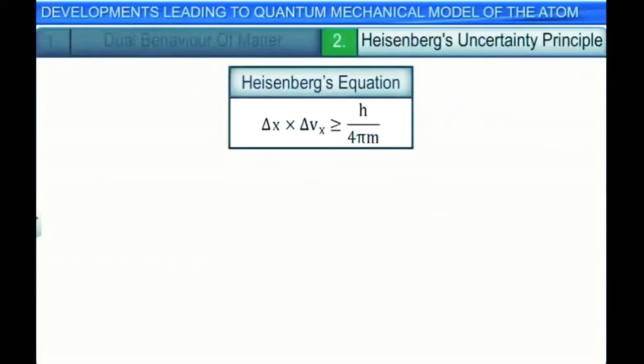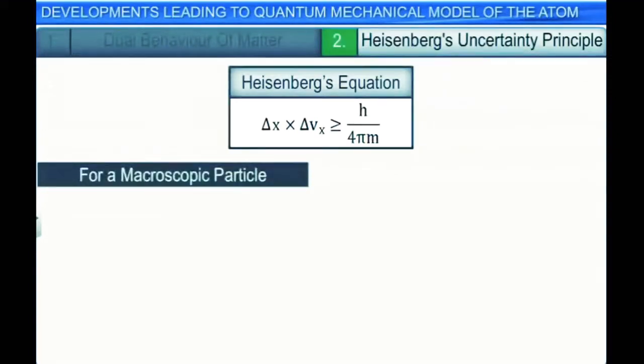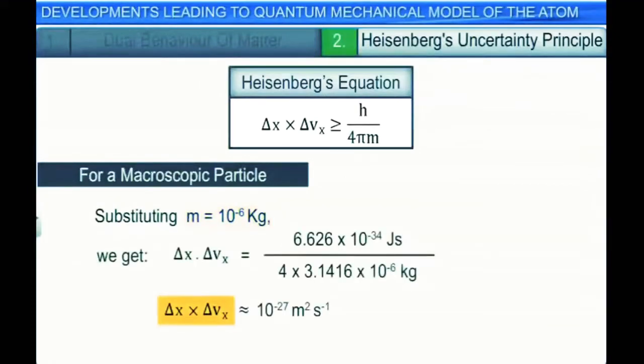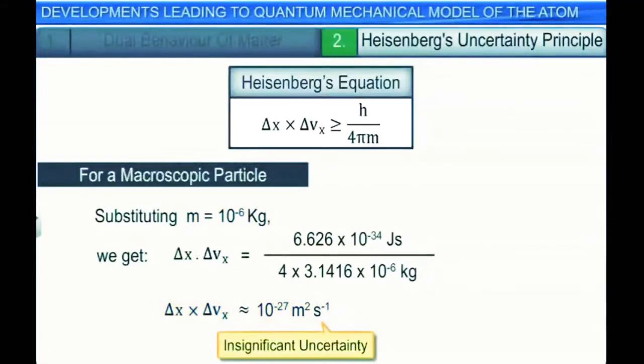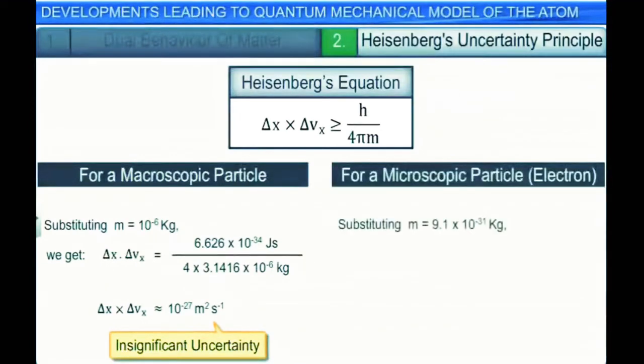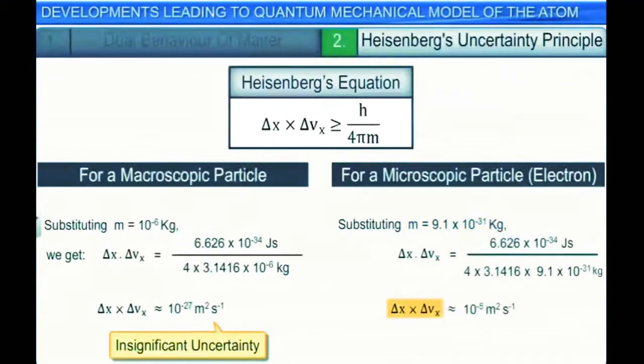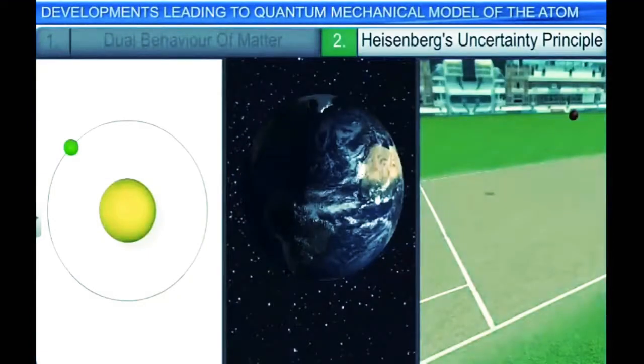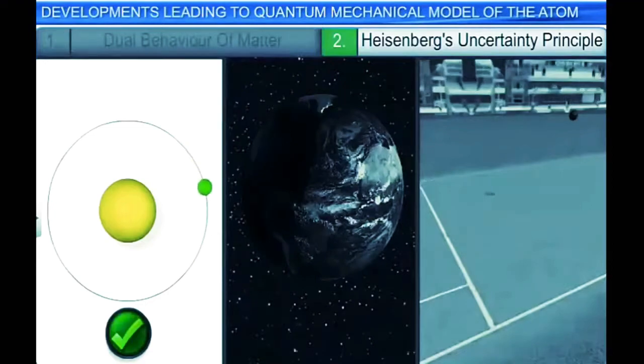For example, if the uncertainty principle is applied to a macroscopic object, an object weighing a milligram, 10 to the power minus 6 kg, the value of the product of delta V and delta X is extremely small. Therefore, the associated uncertainty is also insignificant. On applying this uncertainty principle to a microscopic particle, like an electron having mass equal to 9.1 multiplied by 10 to the power minus 31, we find that the product of delta V and delta X is significant enough and therefore cannot be ignored. Hence, we see that Heisenberg's uncertainty principle also holds significance only for motion of microscopic particles and not for macroscopic objects.